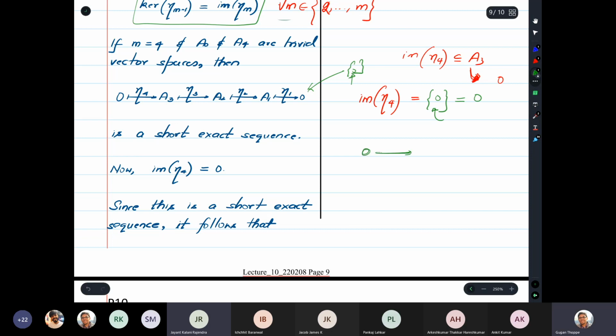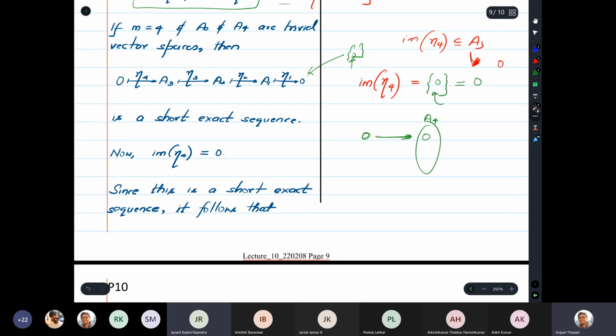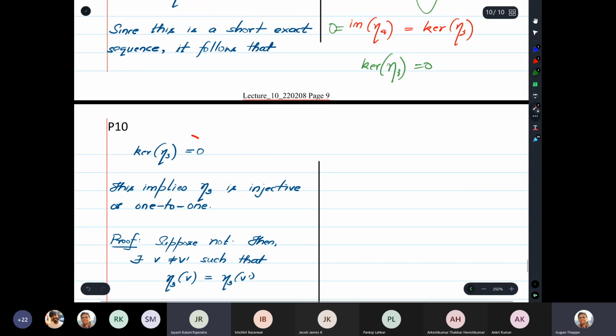So that automatically implies that the 0 on the left should be mapped to the 0 in A4, right? So that's why the image of eta 4 must only include this element 0 that we have over here. Now because of this exactness property, we require that the image of eta 4 must equal the kernel of eta 3. Okay, so this must be true. Now, since the image of eta 4 is 0, it immediately follows that the kernel of eta 3 must be 0, right? And one can then conclude from this fact that the kernel of eta 3 is 0, it follows that eta 3 must be an injective map, right?